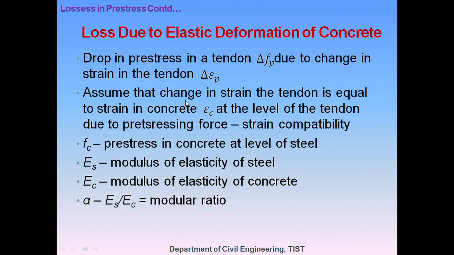Assume that the change in strain in the tendon is equal to the strain in concrete at the level of the tendon due to prestressing force. This assumption, that means the change in strain in the tendon is equal to the strain in concrete at the level of the tendon, is known as the strain compatibility equation. Let fc be the prestress in concrete at the level of steel, Es the modulus of elasticity of steel, Ec the modulus of elasticity of concrete, and alpha equal to Es by Ec. That, as you know, is called the modular ratio.